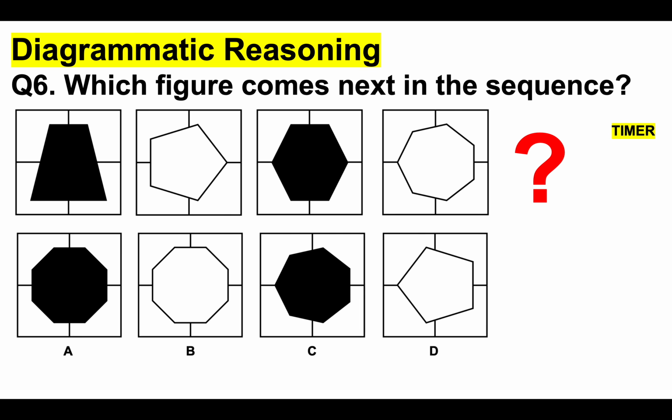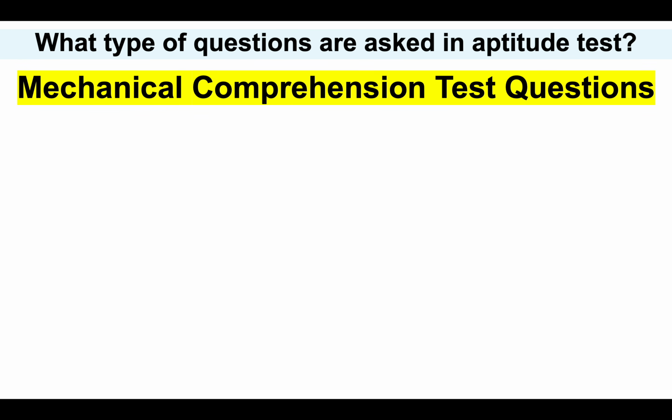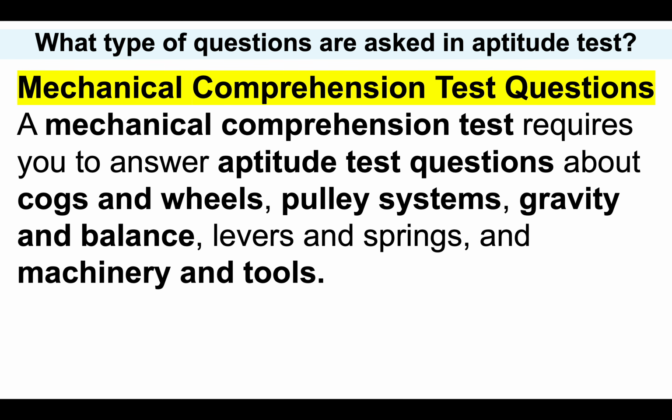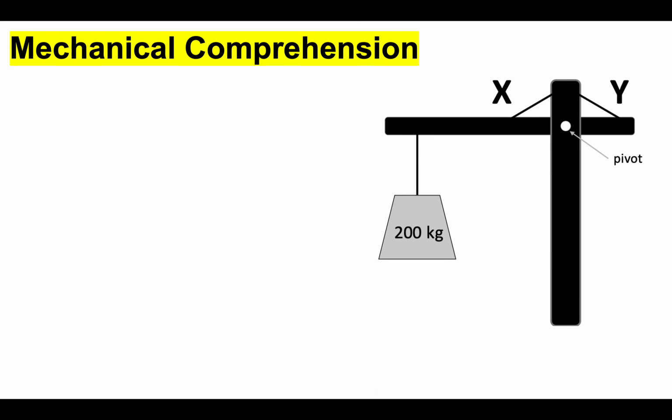Okay, absolutely fantastic. Well done. Let's now move on to a different type of aptitude test question. This time we will look at mechanical comprehension. So a mechanical comprehension test requires you to answer aptitude test questions about cogs and wheels, pulley systems, gravity and balance, levers and springs, and machinery and tools. So let's take a look at an example question, and then I will get you to try one.